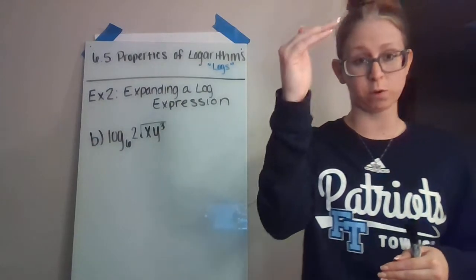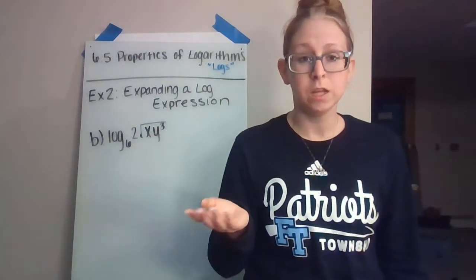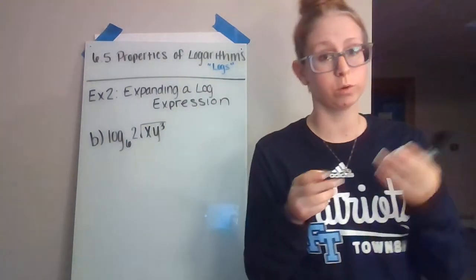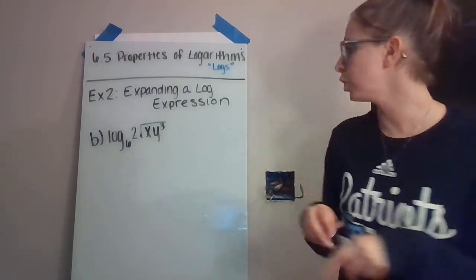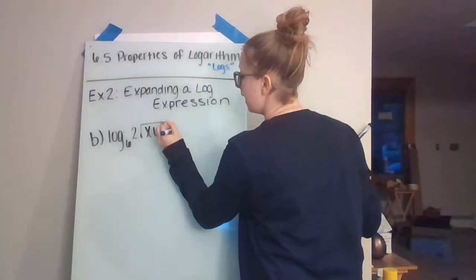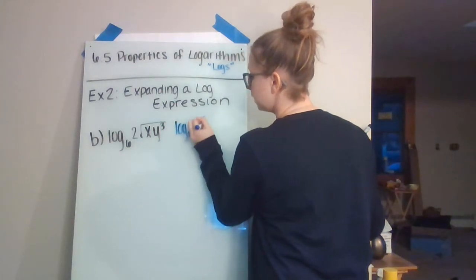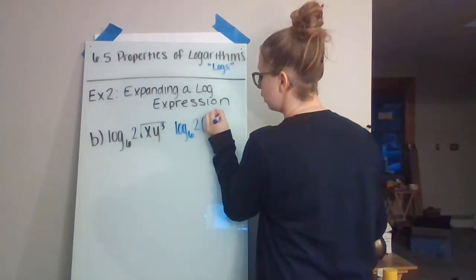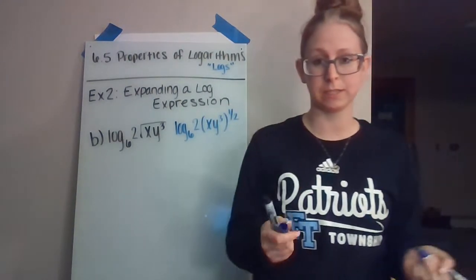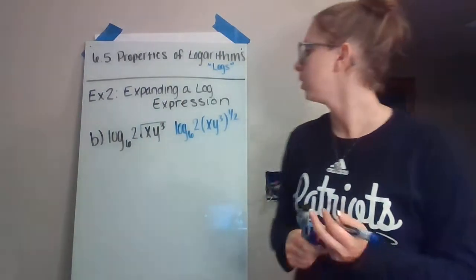So remember, exponent over root. The exponent is technically 1. Square root is an invisible 2, right? Cube root is 3, fourth root is 4. So we're going to rewrite this as log base 6 of 2 times x y to the 3rd, to the 1/2. The 1/2 represents that square root. I'm so sorry, I'm writing at an angle. I can't tell when I'm writing.